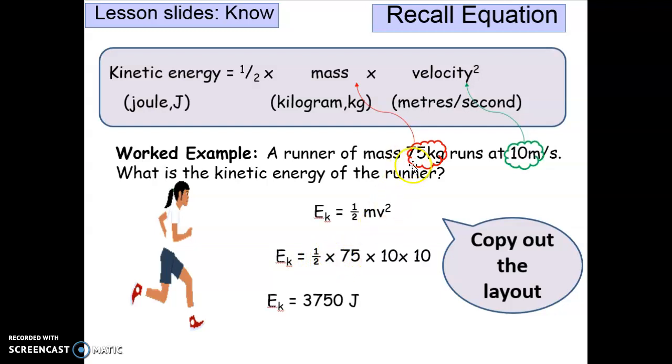Our mass is 75. Okay, so that's next, and our velocity squared is 10 squared, which means 10 times 10, 10 multiplied by itself. Okay, and that gives us the answer 3,750. Copy the layout, it's really important. And then we're going to practice the question.